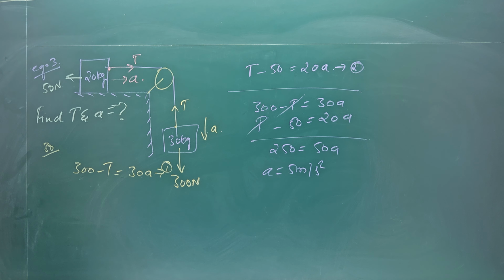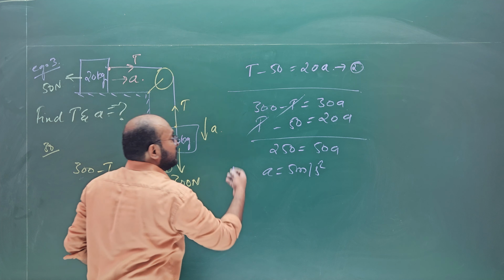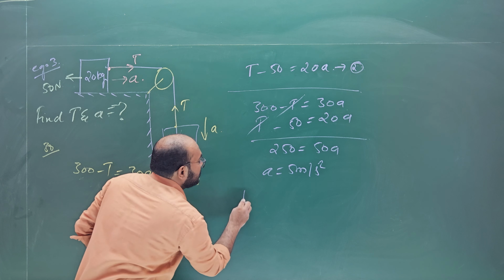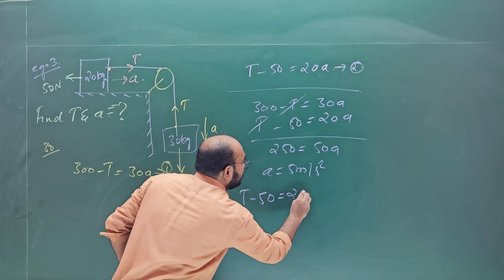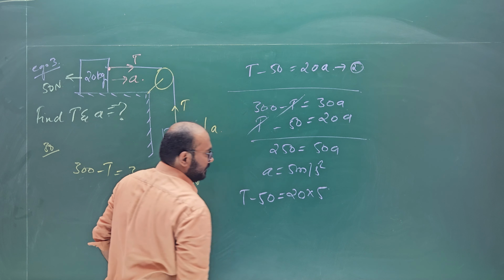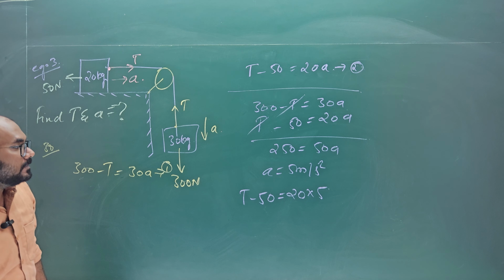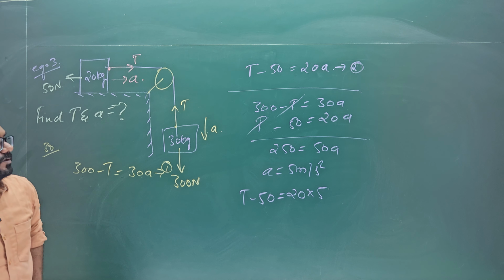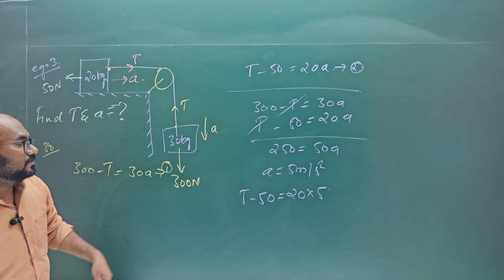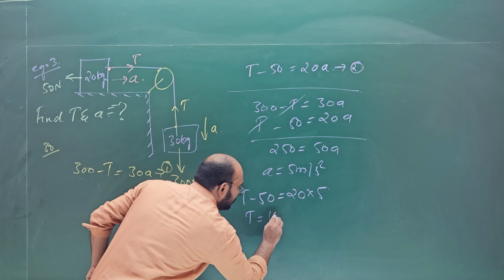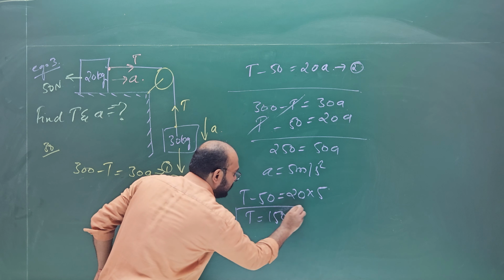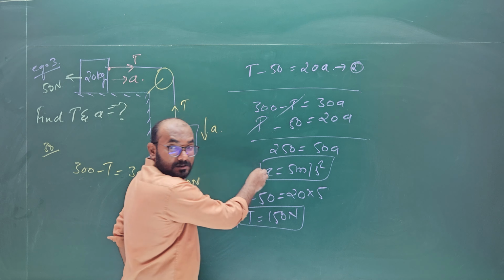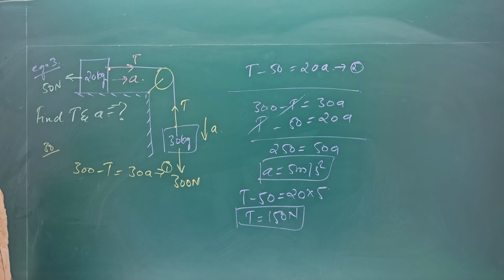Okay, now substituting the acceleration in any equation, I will be getting what? Tension. Substitute in this equation only, the second equation. So T minus 50, which is equal to 20 into 5. Yes or no? Then 20 into 5, that is what, 100. 100 and that 50 goes over there. That means tension is equal to 150 Newton. How many of you got these answers? Chalo, very good. Sabka aaya.